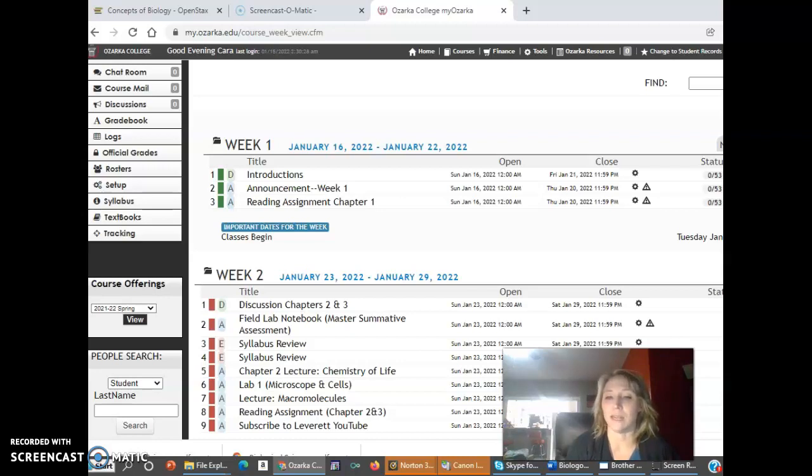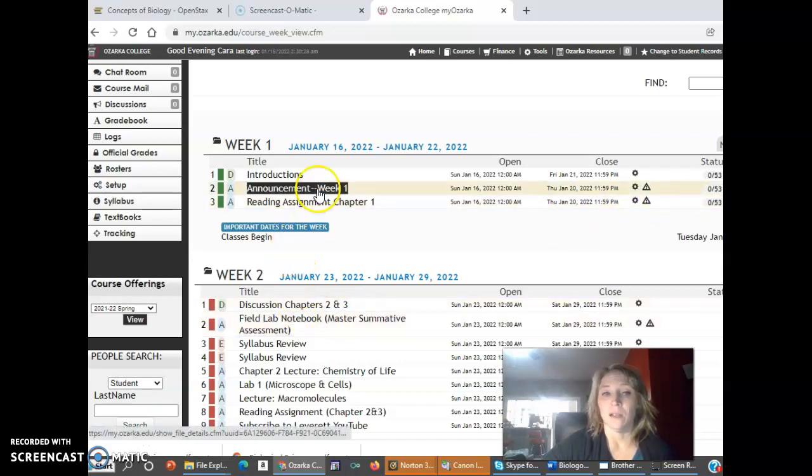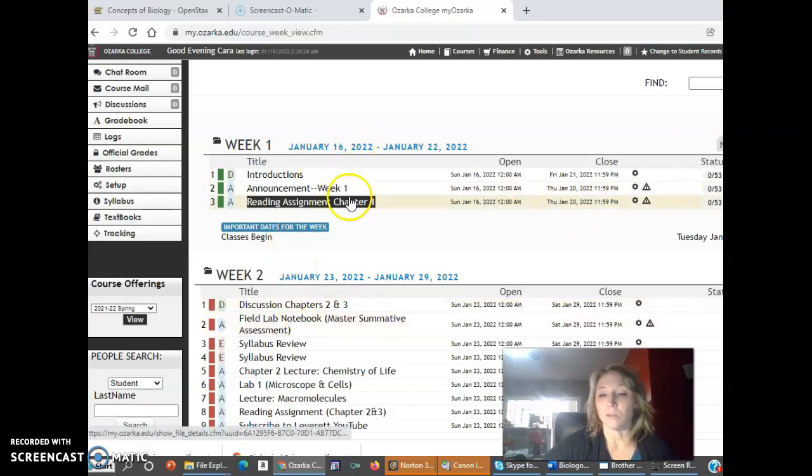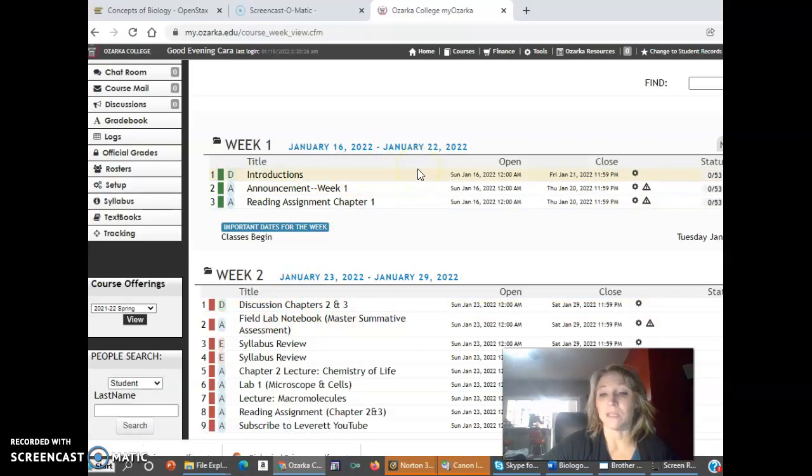So you'll have all day Sunday, and then they will be due the following Saturday at 11:59 p.m. unless I state otherwise. The only cases that will maybe be different will be the due date for your field lab notebook and then the due date for your final. That's because the field lab notebook is a semester-long assignment, and then the finals schedule determines when your final will be due.